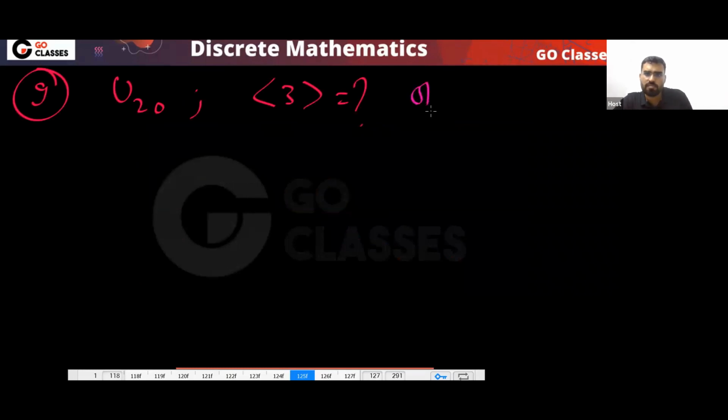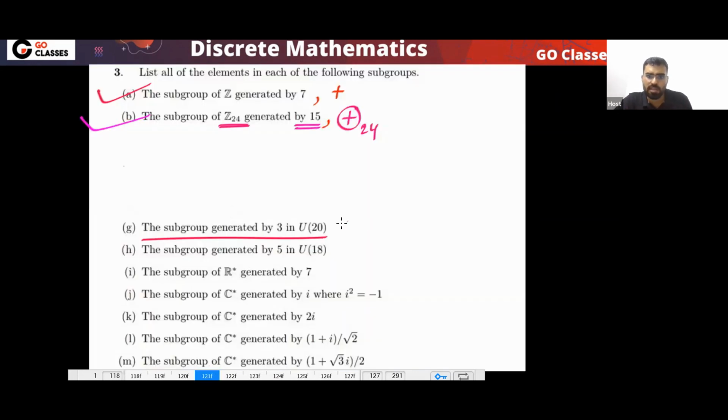What is the operation? The operation is multiplication modulo 20. So you don't have to worry. Remember, the operation is multiplication modulo 20.